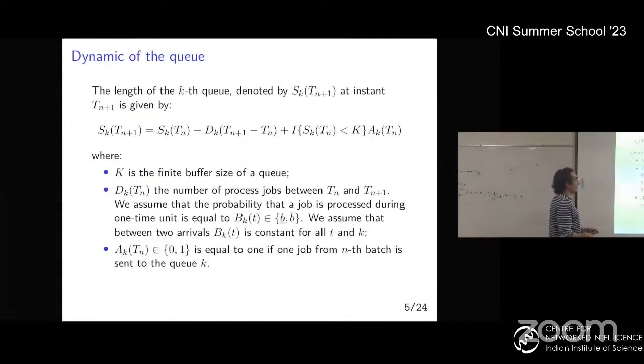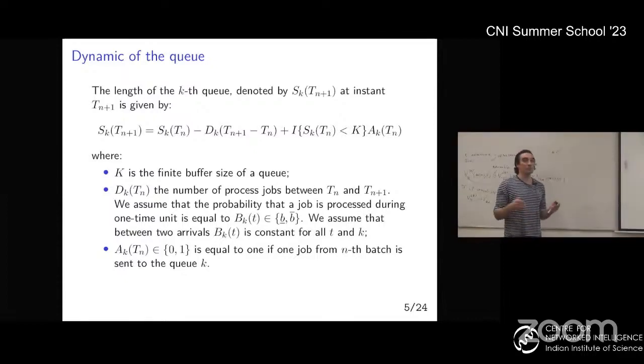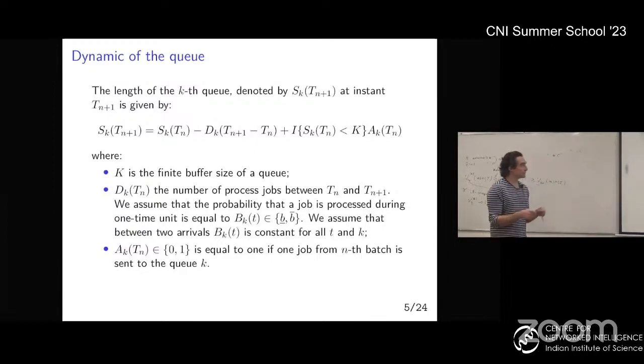So DK is just the number of processed jobs, right? And what we assume is that the probability that a job is processed at time t can have two values which can be controlled, which is kind of a low processing rate and a high processing rate. But what we will assume is that the processing rate is constant on an interval, right? You cannot change it. And the AK of t is equal to 1 if you send one job, and otherwise it's equal to 2. And again, it's not really a problem if we want to send 10 jobs. So we can do the thing.